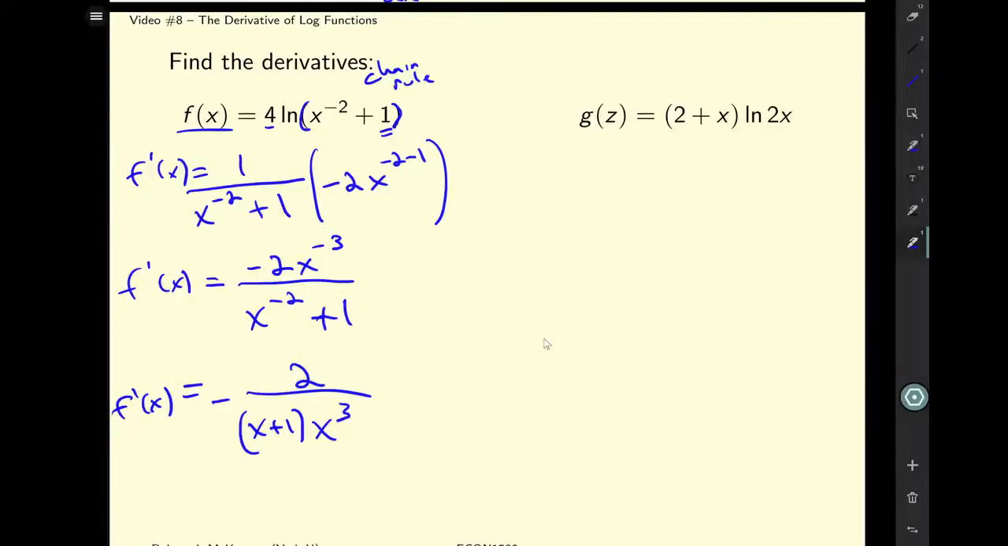Now why don't you try the next one? Press pause, work on it yourself, and then we can go through the answer together.